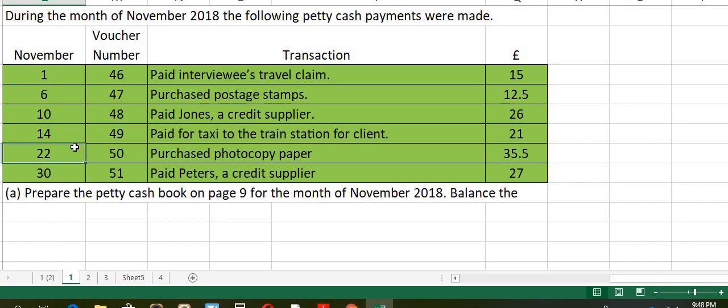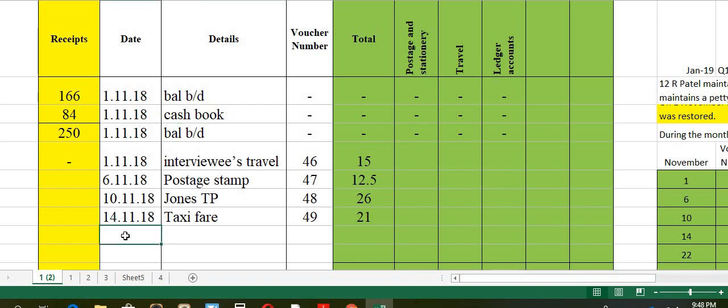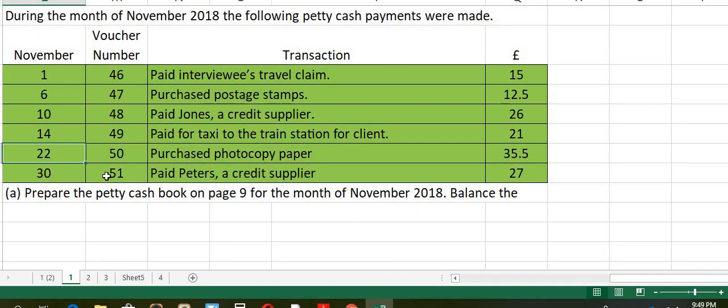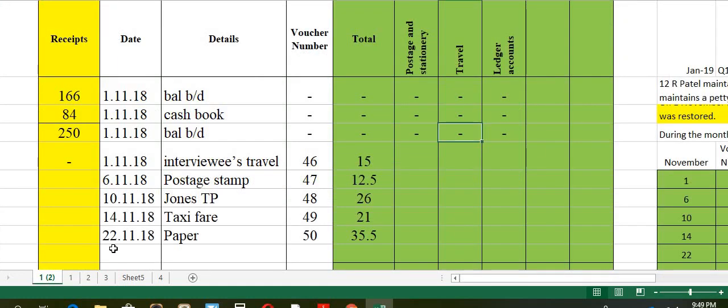On 22nd, purchase photocopy paper 35.5. Enter the date followed by the purpose, paper, voucher number and the amount. Last one on 30th, paid Peter, the credit supplier 27. Peter TP, voucher number 51, 27 has been spent. Now, let's identify under which analysis column each one of them belong to.